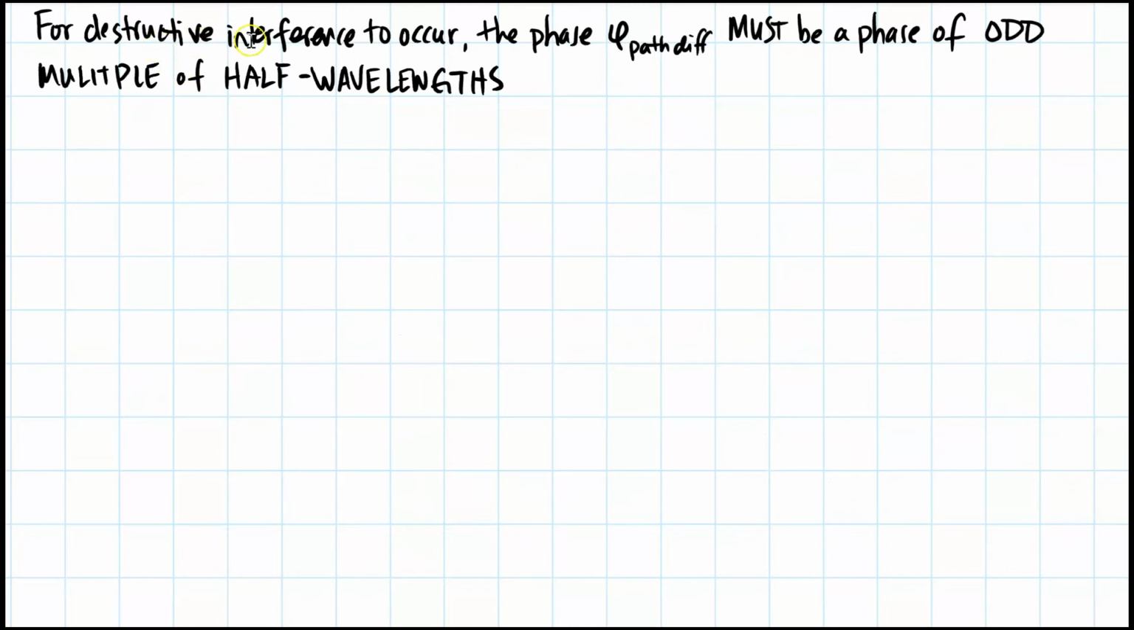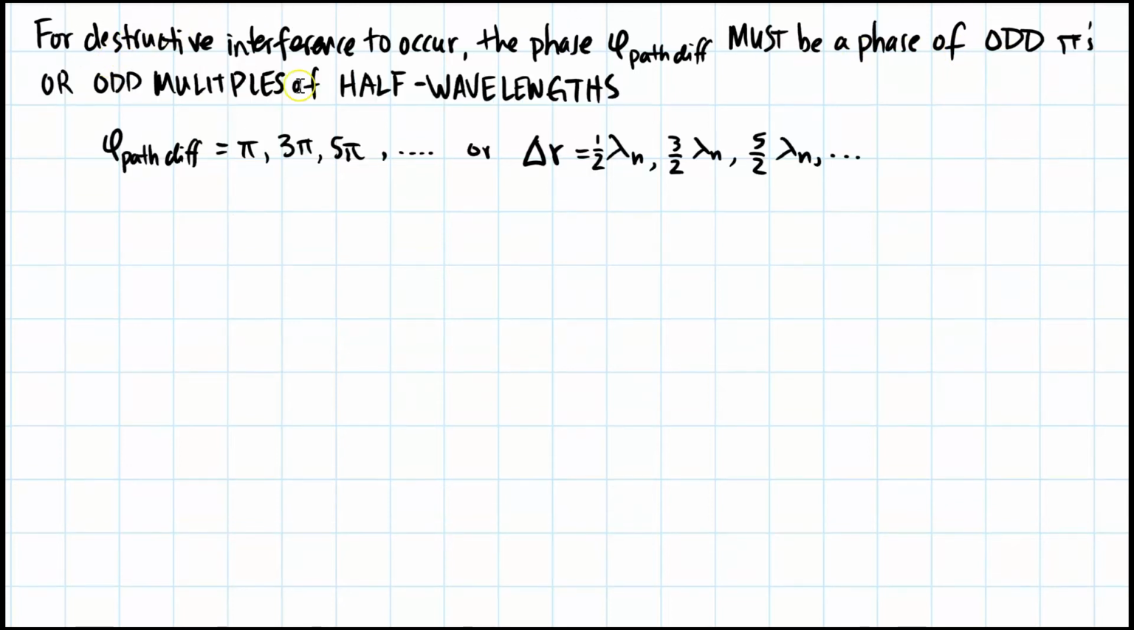On the other hand, for destructive interference to occur, the phase must be odd multiples of pi, or odd multiples of half wavelengths. In other words, the phase due to path difference should be pi, 3 pi, 5 pi, etc. Or the path difference has to be half of a wavelength, or 3 halves, or 5 halves.